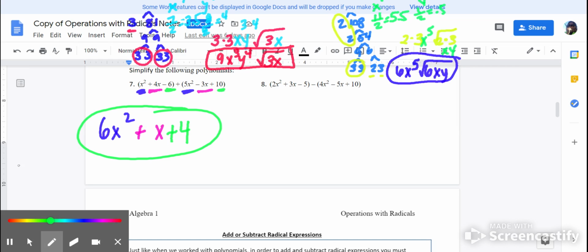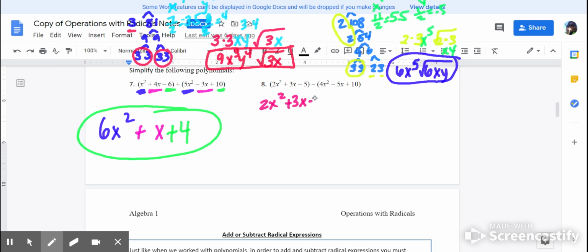Now for number 8 here, notice we have a subtraction sign in the middle. So I'm going to distribute that subtraction sign. I'm going to keep my first polynomial the exact same way that I see it. I'm going to change the subtraction sign in the center to an addition sign. And then I distribute the negative, meaning I'm changing the signs of everything in the second polynomial. So if it was positive, it's changing to a negative. And if it was negative, it's changing to a positive.